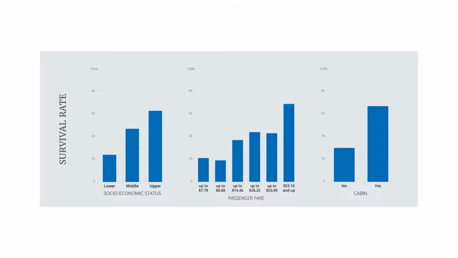Next, let's look at how the passenger fare, or how much a passenger paid for their ticket, affected the survival rate. Here in the second graph, we find that passengers who paid the least amount of money in the first bar had a low survival rate, while there was a high rate of survival for passengers who paid the highest fares, as seen in the last bar.